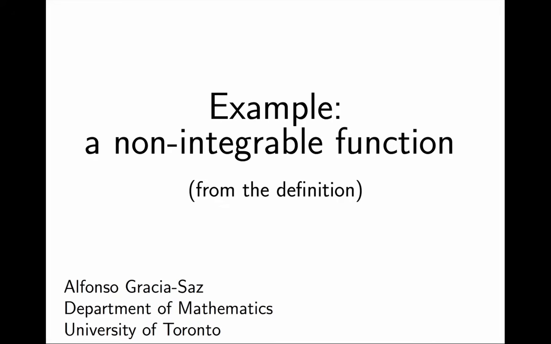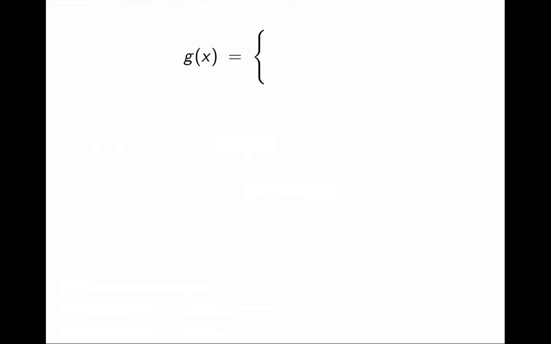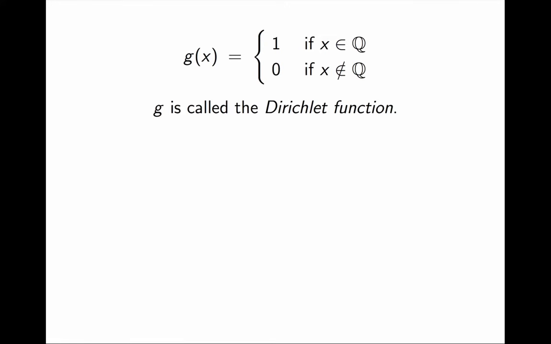In this video, I will illustrate with an example how to use the definition of integral to prove that a function is non-integrable. In the previous video, I already presented an example of an integrable function. I will work with the function g, defined as g of x is 1 if x is rational, and g of x is 0 if x is irrational. This is sometimes called the Dirichlet function. I want to study the integrability of g on the interval from 0 to 1.